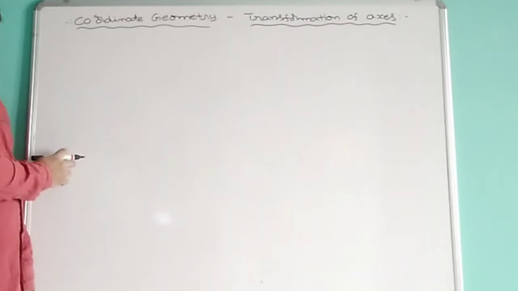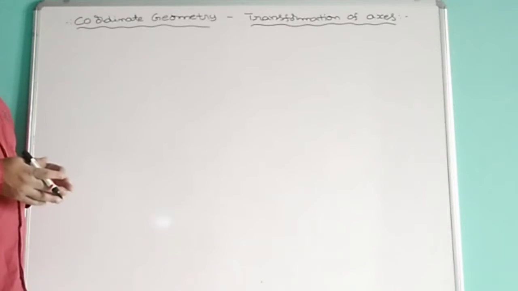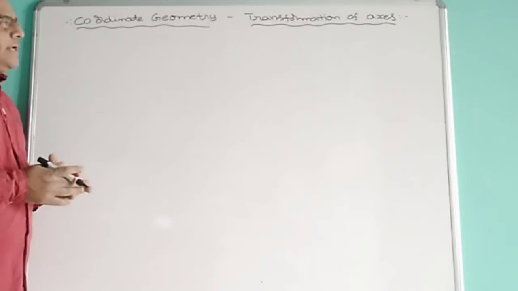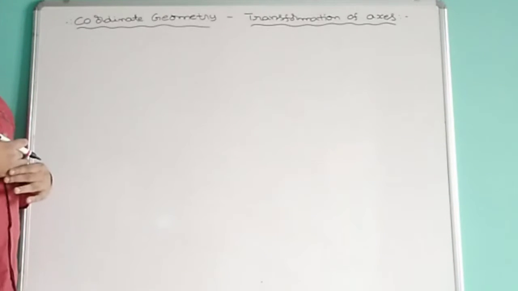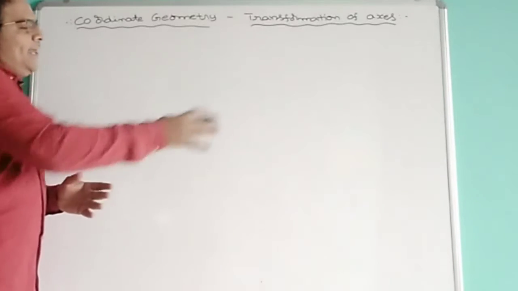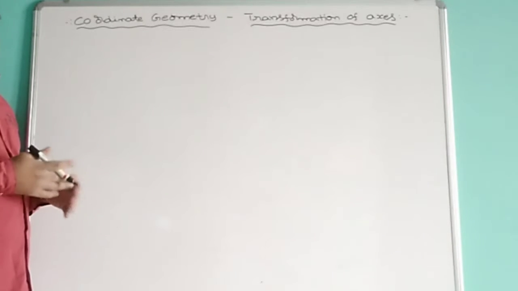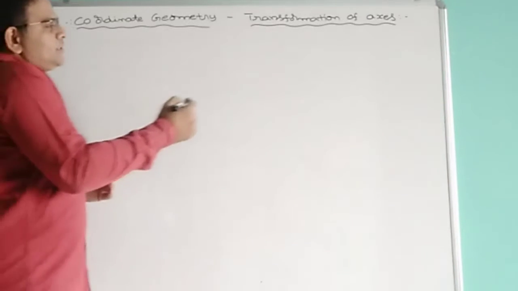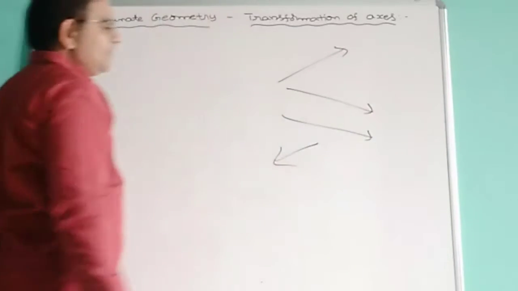In coordinate geometry, the last sections covered the basic concepts and the next chapter, locus. Those two chapters are completed. Now we go to the third chapter, transformation of axes. What is transformation of axes? This is a plane, and this plane can be divided into so many parts, in all directions, this way, this way, this way.